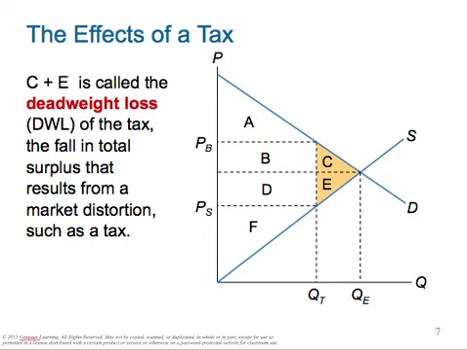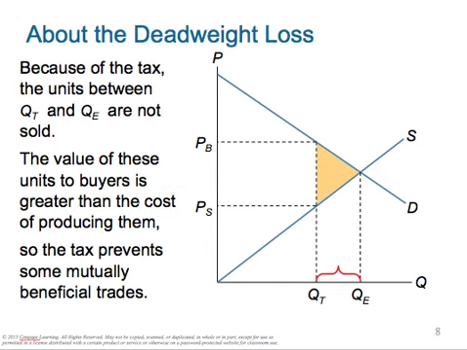And again, the tax creates a market distortion because for the buyers it raises the price, and it lowers the price received by the sellers. It's an outside intervention in a free market. So let's talk about the deadweight loss. Because of the tax, the units between QT and QE are not sold, this triangle here. The value of these units to buyers is greater than the cost of producing them. So the tax prevents some mutually beneficial trades.